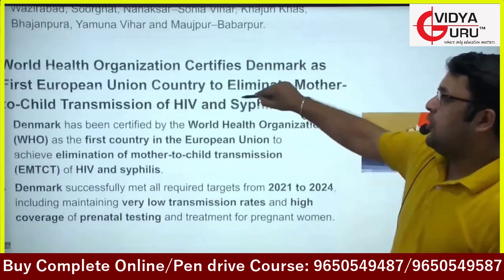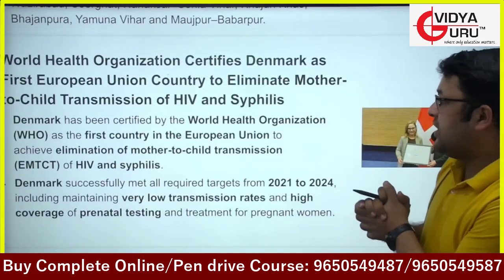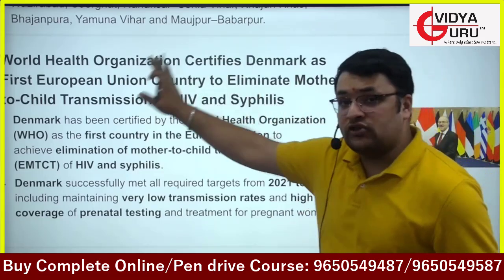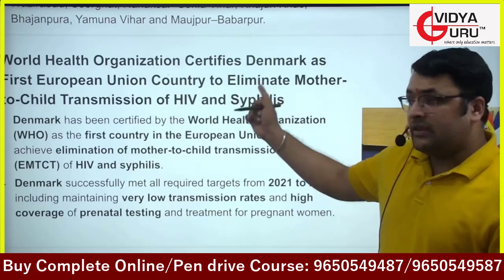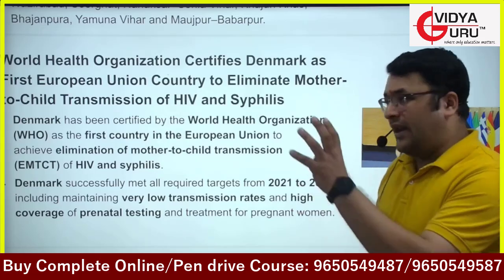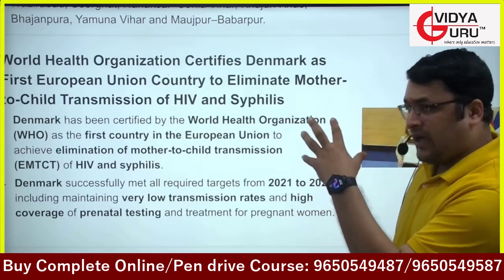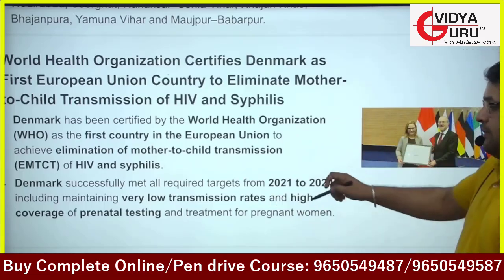Coming to WHO. The World Health Organization has certified Denmark as the first European Union country to eliminate the mother-to-child transmission of HIV and syphilis. So the first country in the European Union to eliminate this problem is Denmark. WHO is giving the certificate to Denmark for that.